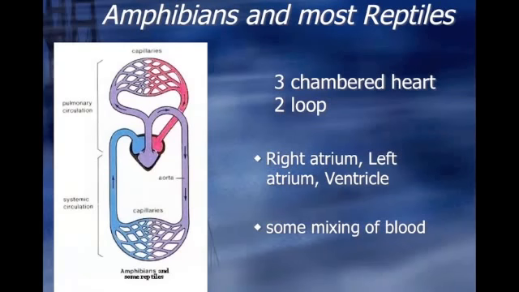Now, amphibians and most reptiles have a three-chambered heart and a two-loop system. The two loops are the pulmonary and systemic loops, meaning that it goes from the heart to the lungs, which is the pulmonary, then back to the heart, and then back out to the body. This makes it a little more efficient, but because they only have a three-chambered heart, there is some mixing of oxygenated and deoxygenated blood, as shown in the picture. The purple shows the mixing, and the red is the oxygenated, and the blue is the deoxygenated. So you'll notice that in the bottom chamber, known as the ventricle, there is some mixing.